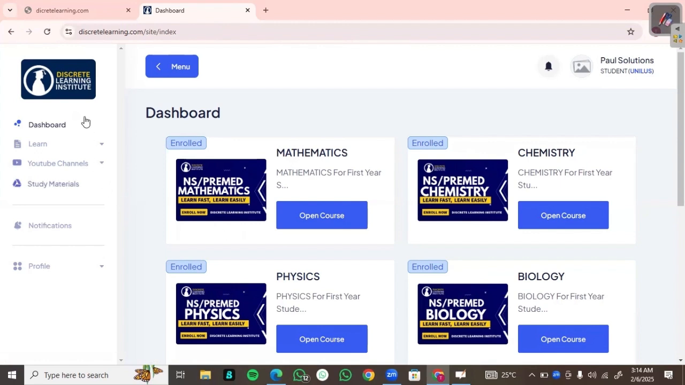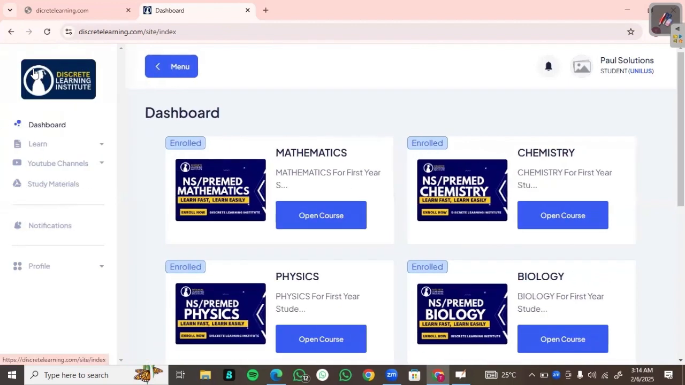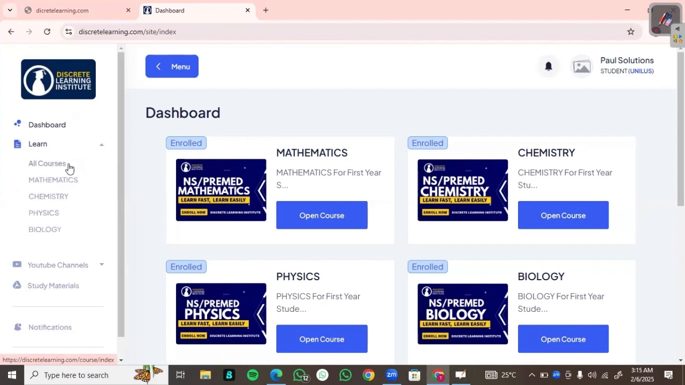So allow me to explain some of the things that you can see here. On this menu here, if you click that menu, the menu will disappear. If you click it again, it will appear. On the menu there, we have this where it's written learn. When you click on learn, you're going to find all the courses that you are registered in. And then you can close that.